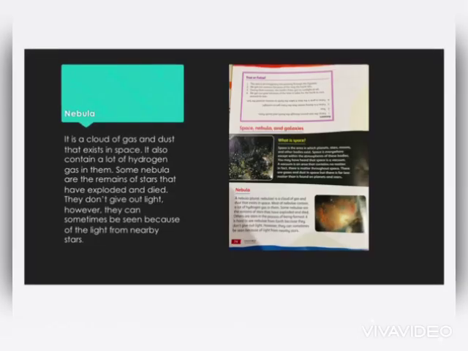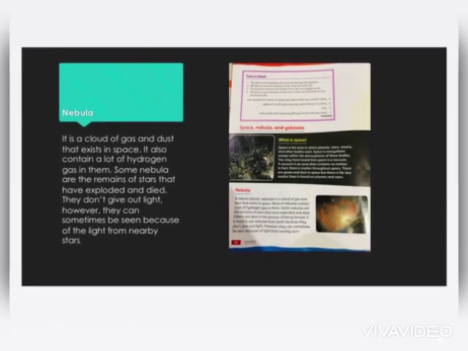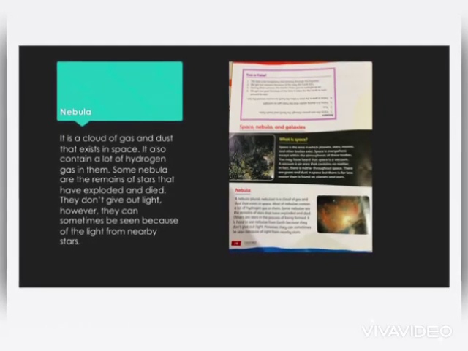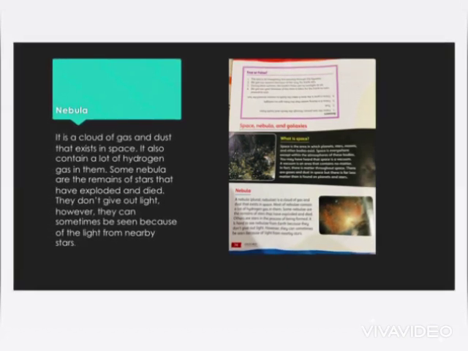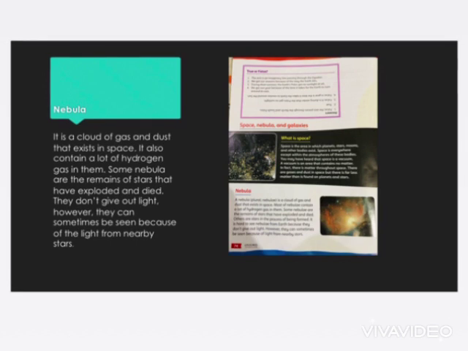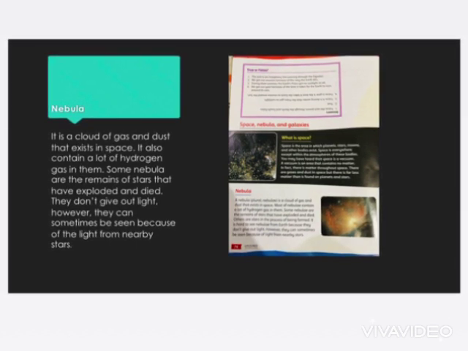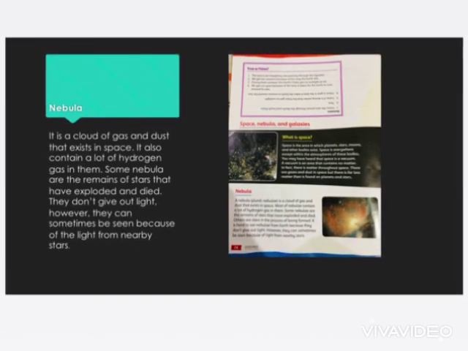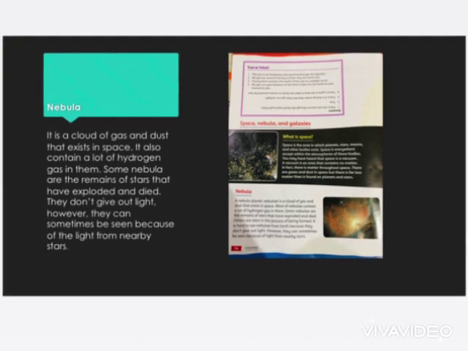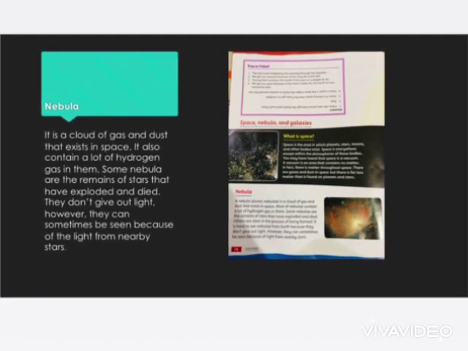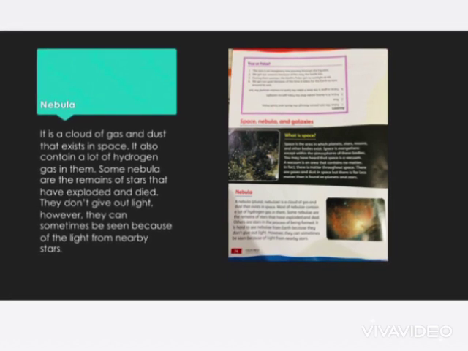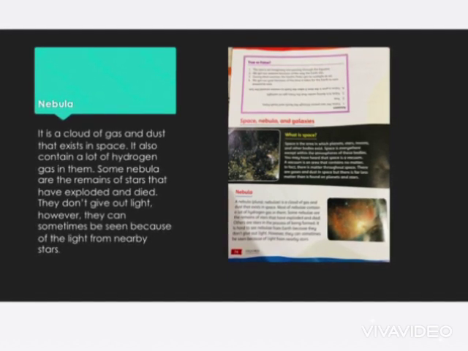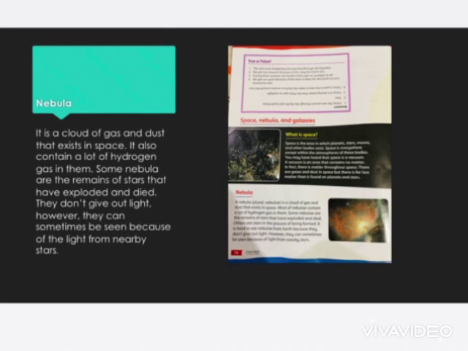Here is a picture from your book, page number 74. At the bottom, the topic is nebula. What is a nebula? It is a cloud of gas and dust that exists in space. It also contains a lot of hydrogen gas in them. Some nebula are the remains of stars that have exploded and died. They don't give out light. However, they can sometimes be seen because of the light from the nearby stars. As you can see here, the picture of the nebula.